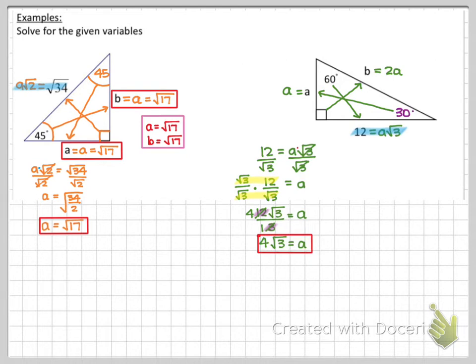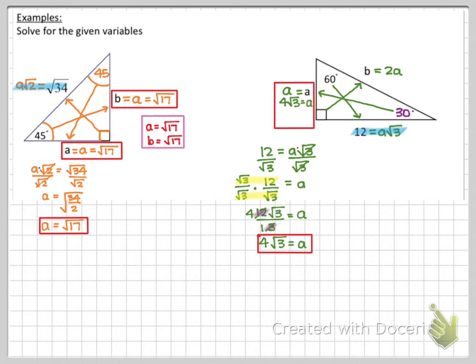All right, let's go back up to the picture. Everywhere we see an A, I'm going to plug in a 4 root 3. Now, if you take a look at what I highlighted in blue back in the picture, I already know what that length is. It's 12. So I don't really have to find it. But I do need to find what A is. So I'm going to go back up here where A is, and I know that A is equal to 4 root 3.